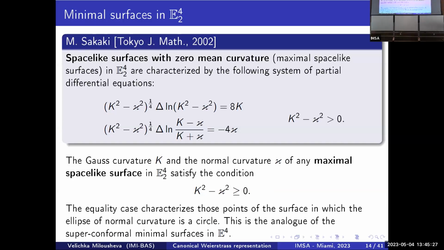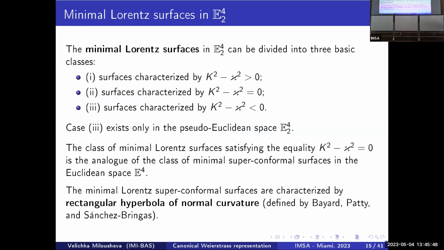So in the four-dimensional pseudo-Euclidean space with neutral metric, we again have the analog of superconformal minimal surfaces. And they are characterized again as having a circle as an ellipse of normal curvature. And now we focus our attention on the minimal Lorentz surfaces, so time-like minimal surfaces in E^4_2. And they can be divided actually into three basic classes. So that was the object we are working on, minimal Lorentz surfaces. Here we have three basic classes.